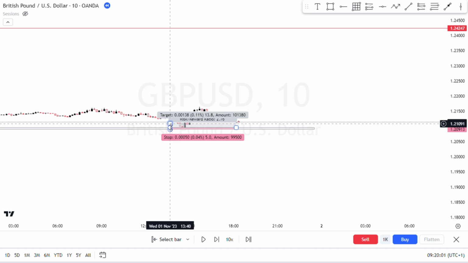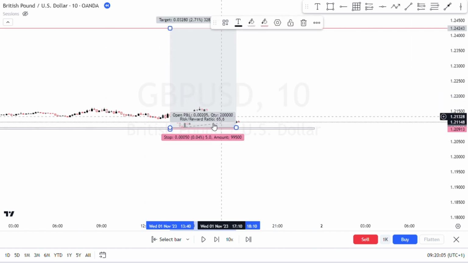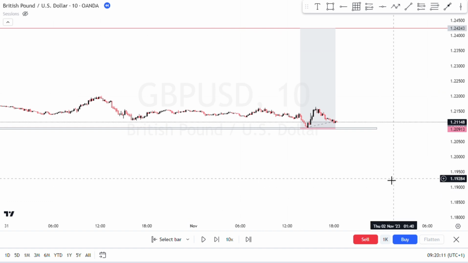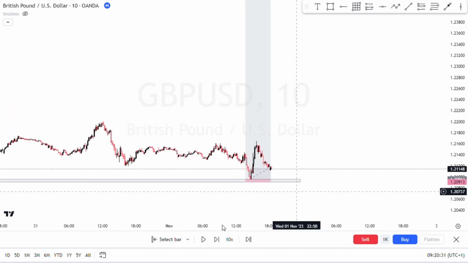Okay, if you end up setting our take profit here, what's the ratio? You can see this one is a ratio of 65. Just imagine you risk 1% of your account and then make 65% in return. So let's just play it out and see if price actually reaches our take profit. So let me just play it.